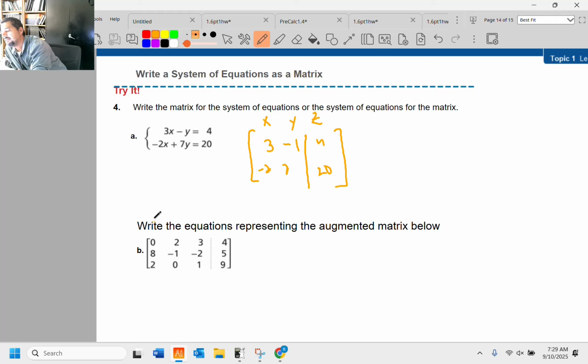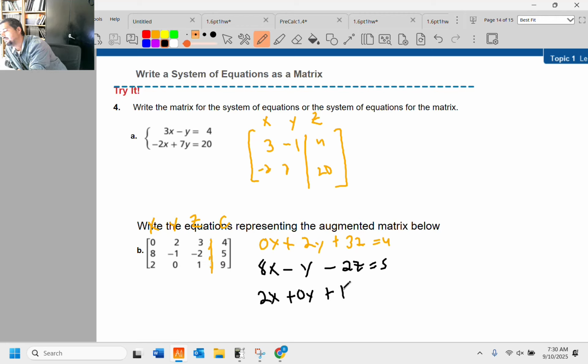Now this is the other way around. Remember, this is taking the matrix and writing the equation. The equation for row 1 would be no x, it would have 2 y's, it would have 3 z's, and it would equal 4 because we have the nice little dashed line, the bar. This guy would have 8 x's, it would have a negative y, it would have a negative twice z, and it would equal 5. Last one would have 2 x's, it would have no y's, it would have 1 z, and it would equal 9.